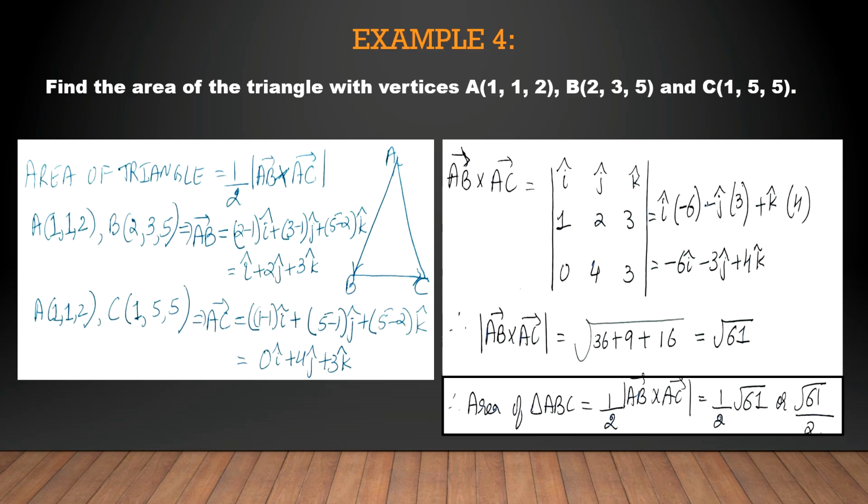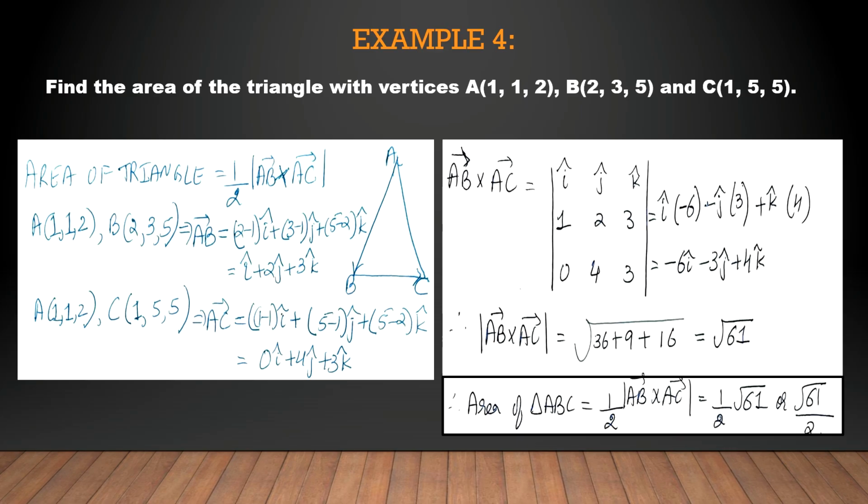Next example, it is based on the applications we had seen of cross product to find area of triangle and area of parallelograms. In this example, find the area of the triangle with vertices A is equal to 1, 1, 2, B has coordinates 2, 3, 5 and C has coordinates 1, 5, 5. First of all, by the definition of cross product, just now we have seen area of triangle is half into the cross product between the vectors AB and AC.